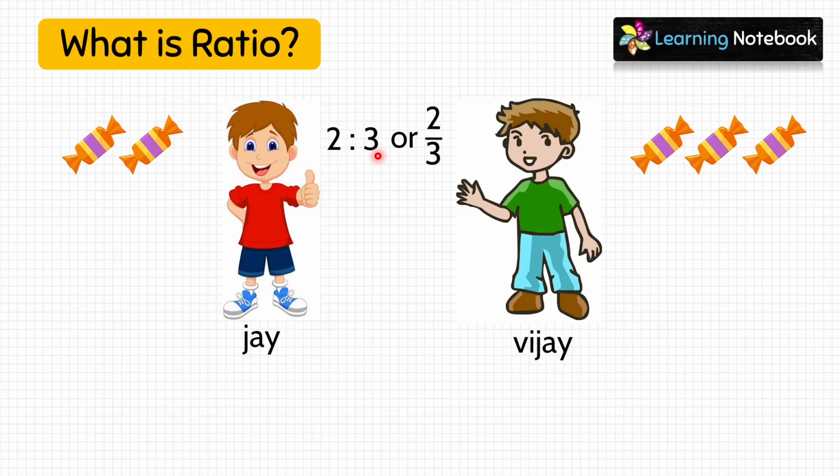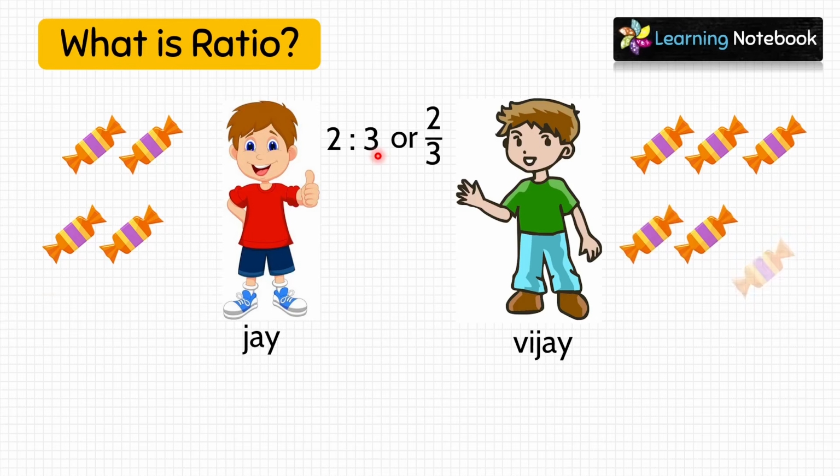Now suppose next day also the mother gave 2 chocolates to Jay and 3 chocolates to Vijay. Now count number of chocolates each of them have got. Jay has 4 chocolates and Vijay has 6. So the ratio now becomes 4:6, or we can call it as 4/6.